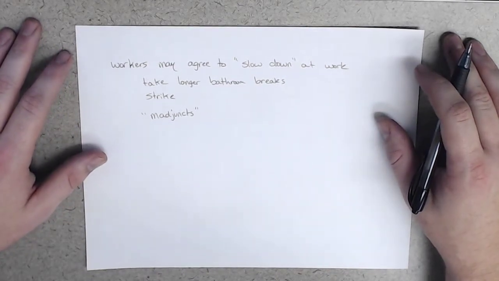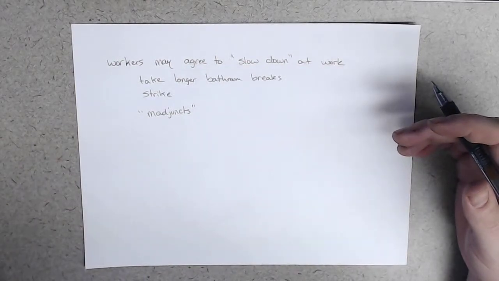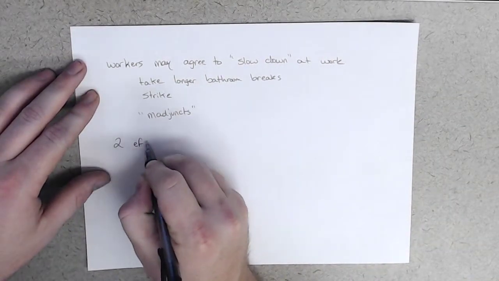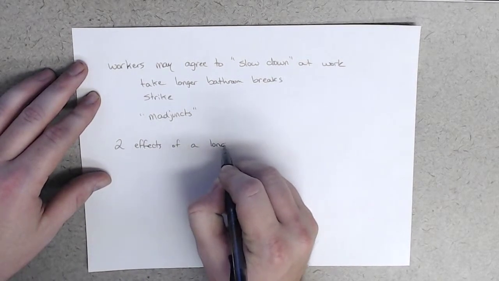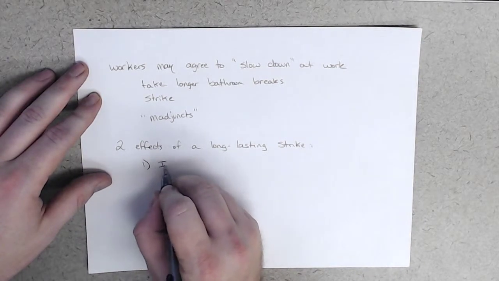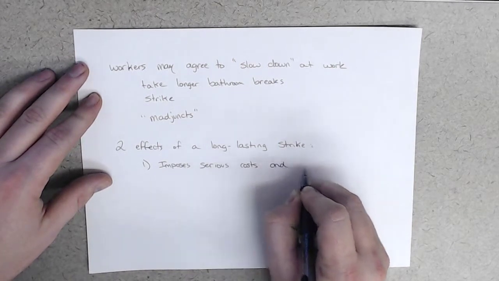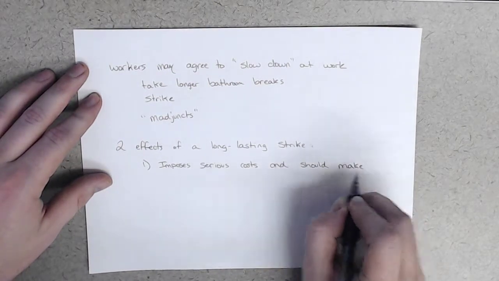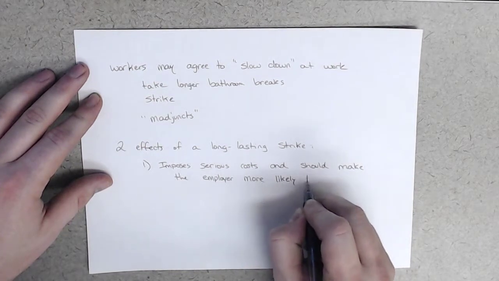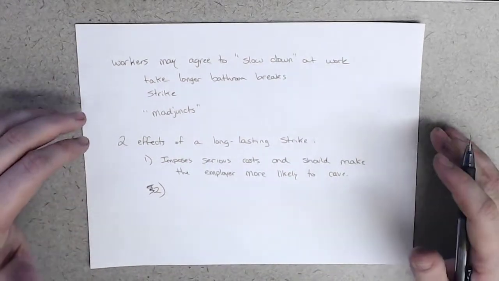Now, the longer the strike or the slowdown or the longer bathroom breaks or whatever, the longer this lasts, the greater the costs are to the employer. Now, this has 2 effects of a long-lasting strike. One, it imposes serious costs and should make the employer more likely to cave, right? And give in to the employees' demands.